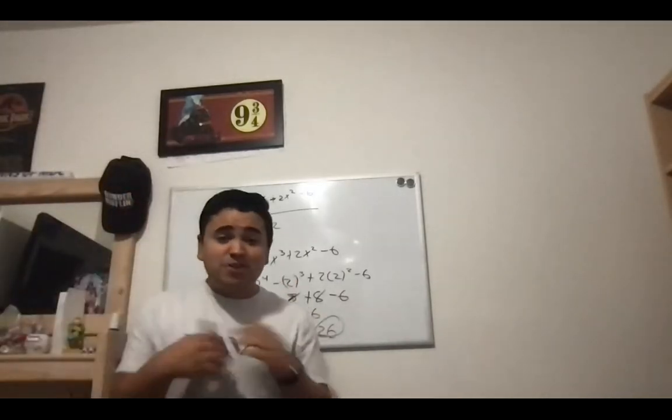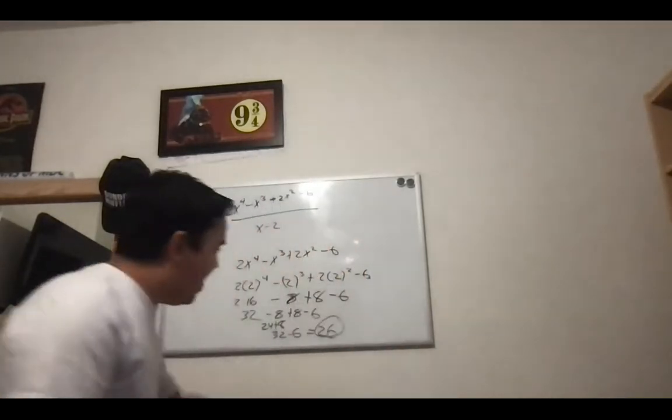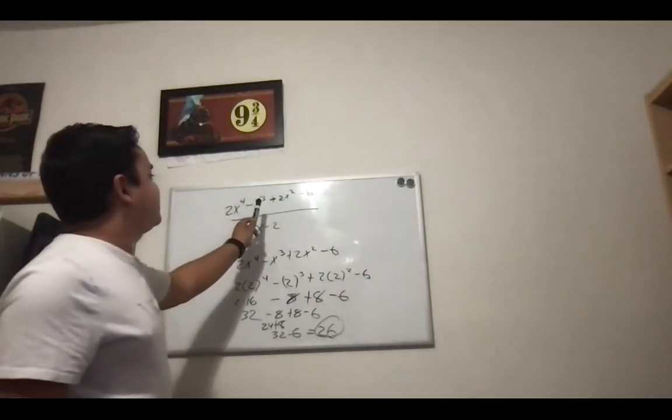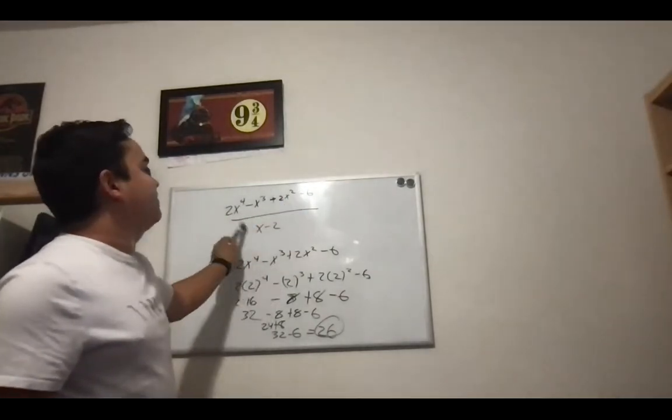But Mr. P, that's all cute and all, and we spelled the tea, okay? That's very good. But how do we know for sure that 26 is the remainder upon division of 2x to the 4th minus x cubed plus 2x squared minus 6 divided by x minus 2?